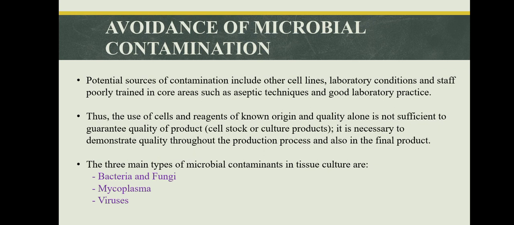Then, avoidance of microbial contamination. Potential sources of contamination include other cell lines, laboratory conditions, and staff poorly trained in core areas such as aseptic techniques and good laboratory practice. Thus, the use of cells and reagents of known origin and quality alone is not sufficient to guarantee quality of product, cell stock, or culture products. It is necessary to demonstrate quality throughout the production process and also in the final product. The three main types of microbial contaminants in tissue culture are first bacteria and fungi, then mycoplasma, and then viruses.